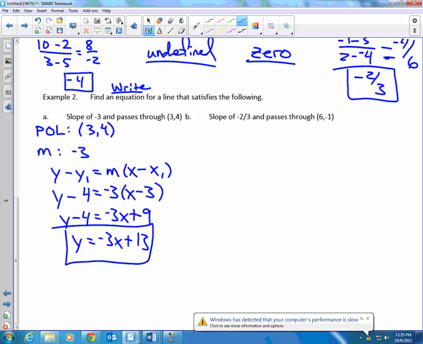Again, your answer book will not leave that as the answer. It will write it in standard form, and I apologize. To check your answers today, you would have to convert the answer key to slope-intercept form and check. You try letter B on your own. Go.